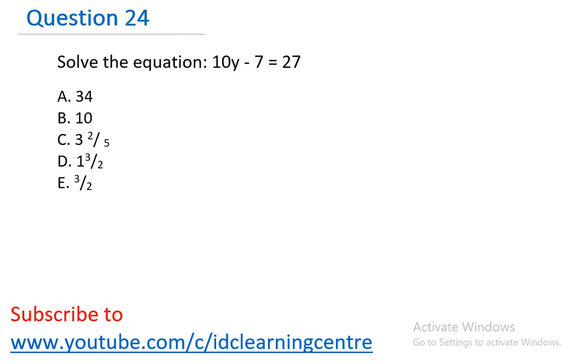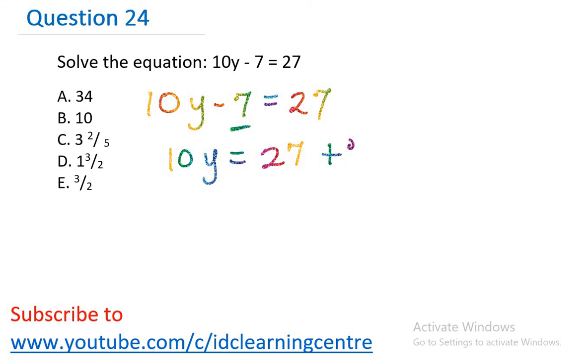Question 24. Let's solve this equation. This equation says 10y minus 7 is equal to 27. So the first thing we need to do is to collect like terms. So move minus 7 to the right hand side. As minus 7 crosses this equal to sign, the minus will change to plus. So it will give us 10y equal to 27 plus 7. So 10y is equal to 27 plus 7 is 34.